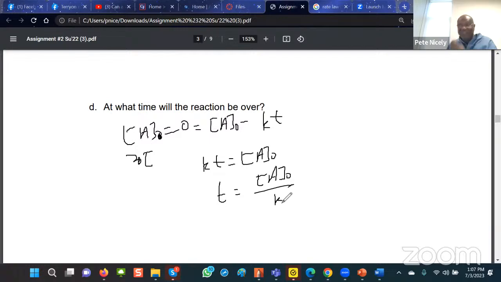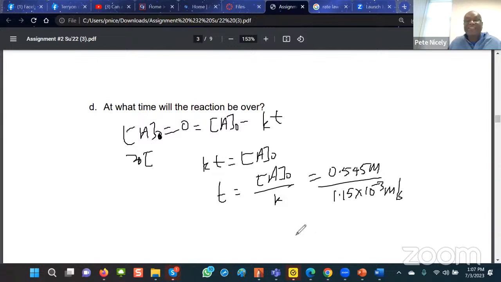So therefore, that will be equal to 0.545 M divided by 1.15 times 10 to the minus 3 M per second. And according to my calculations, this works out to be equal to 474 seconds. And that's basically how that is done.